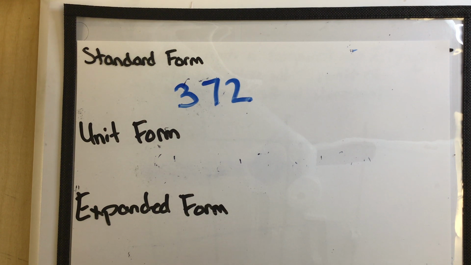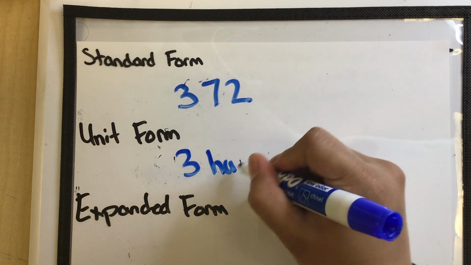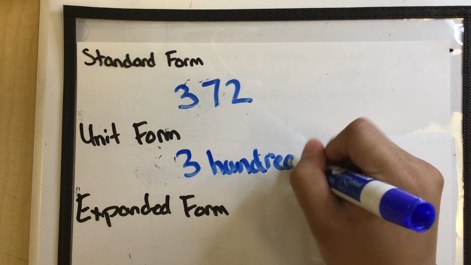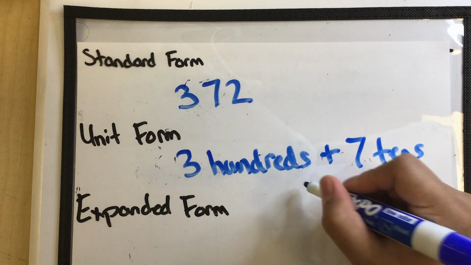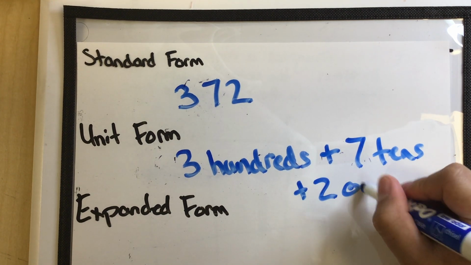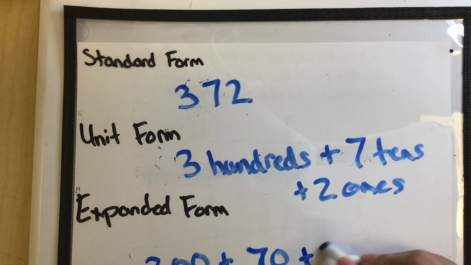All right. I'm assuming that you have finished the problem if you paused the video and you're playing it again. So our unit form is going to look like this. We have 3 hundreds plus 7 tens plus 2 ones. And our expanded form is 300 plus 70 plus 2.